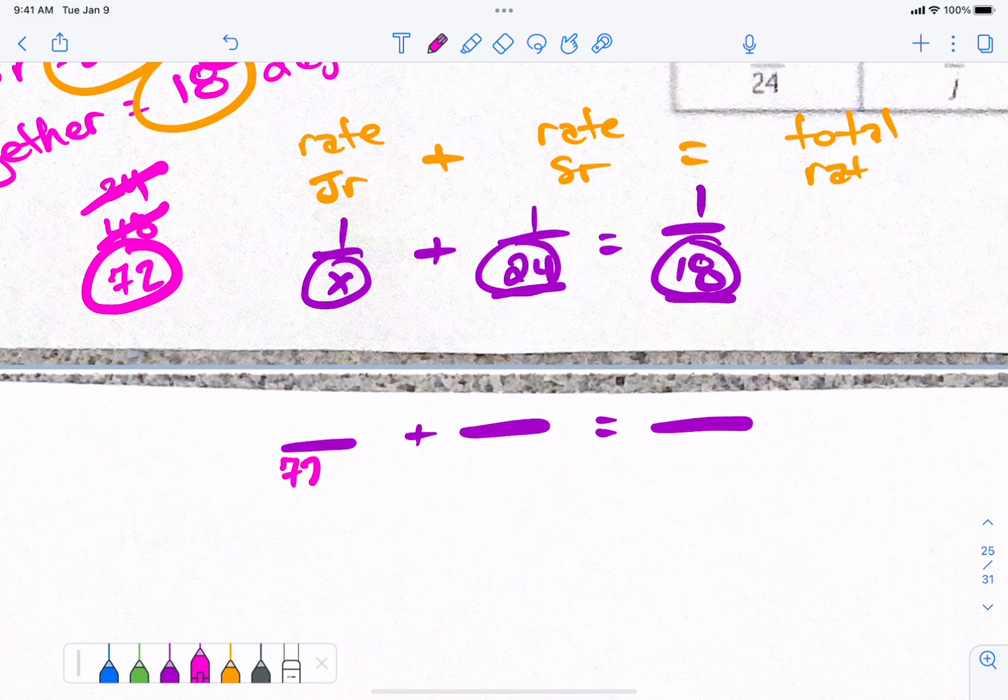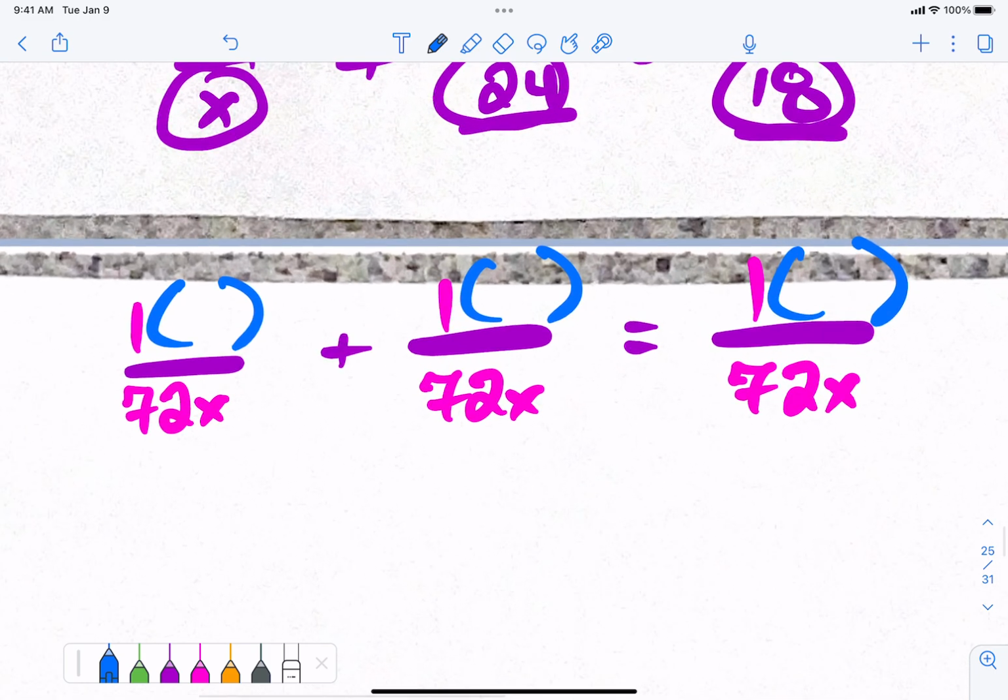All right, so 72 is my denominator, but also it needs to have x. So 72x, 72x, and 72x, okay? And then I have 1, 1, and 1 on the top, and then I just have to multiply by what he needs. Okay? All right? This is a lot easier than the problem that we just did above. I promise. Okay?